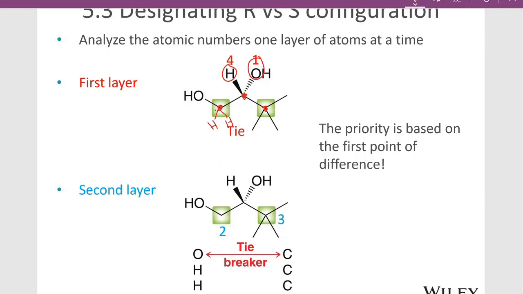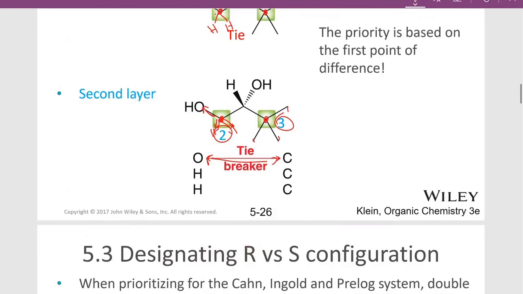This carbon on the right has carbon, carbon, carbon attached. This carbon on the left has oxygen, hydrogen, hydrogen attached. Oxygen trumps carbon, so that makes that group on the left number 2 versus the one on the right, which is number 3.